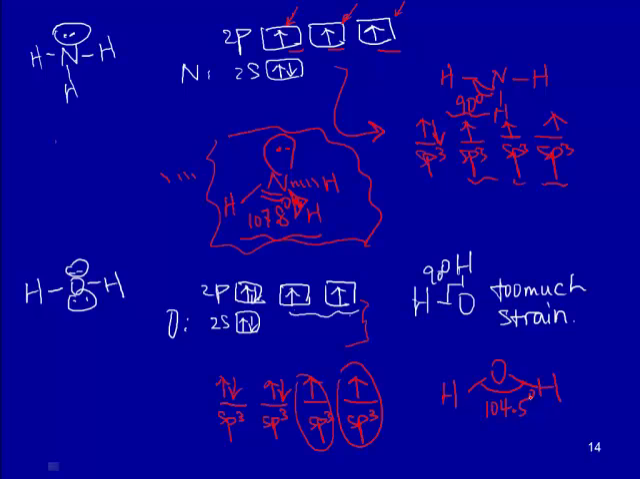So given that, NH3 and H2O all utilize hybridization to get to the optimum geometry. And as you can see, 90 degrees is more strain as compared to 104.5.